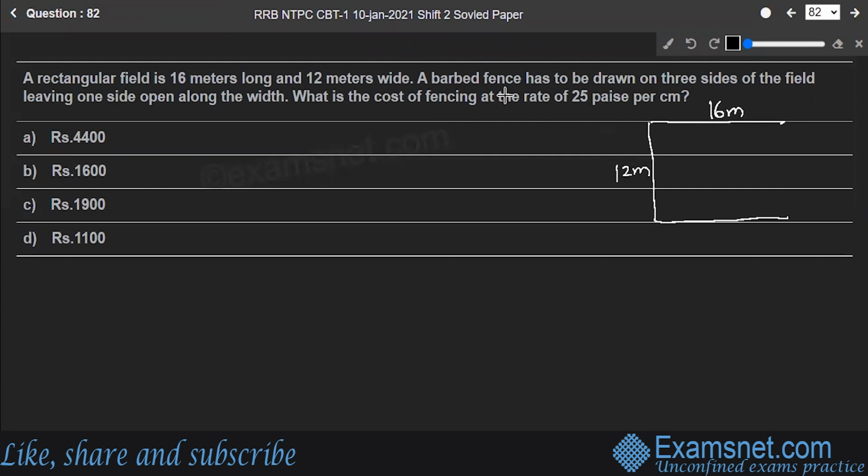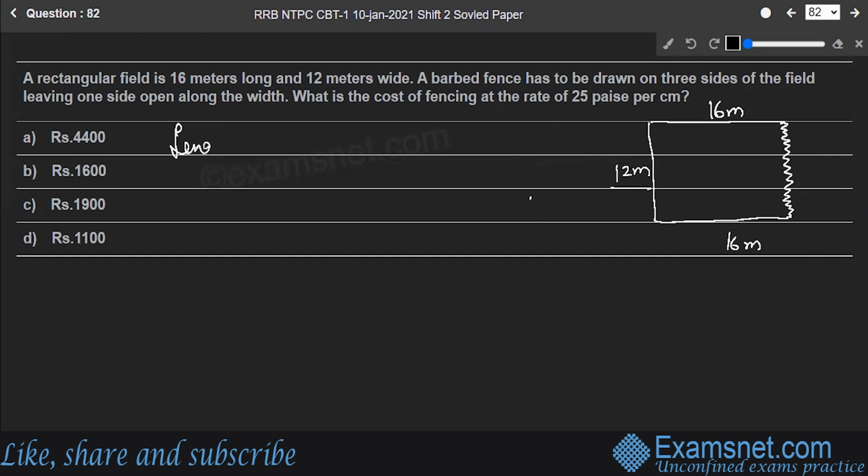A barbed fence has to be drawn on three sides of the field, leaving one side open along the width. So this side is open. What is the cost of fencing at the rate of 25 paise per centimeter? So easy as that, right? This is 16. This is 12. You have to fence the three sides.